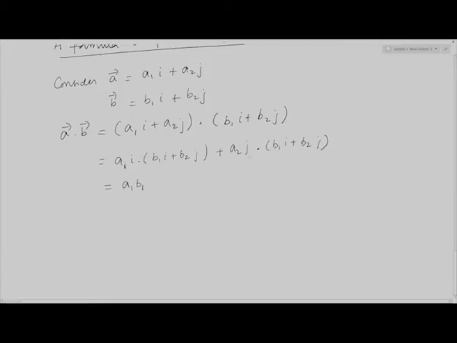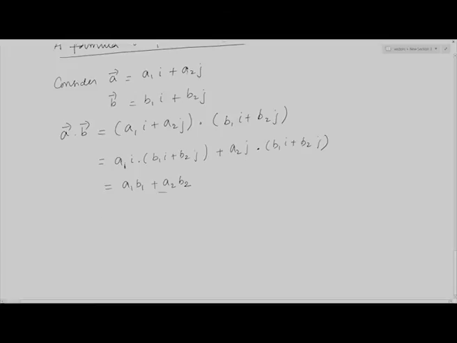And similarly in this second term, j dot i will become 0, because A2 and B1 are all scalars, only j and i are the vectors. So A2 j dot B1 i will become 0, and only the non-zero term will be A2 B2. So the dot product between two vectors A and B is simply the sum of the products of the corresponding components. I am multiplying A1 B1 and A2 B2, and then we sum up.